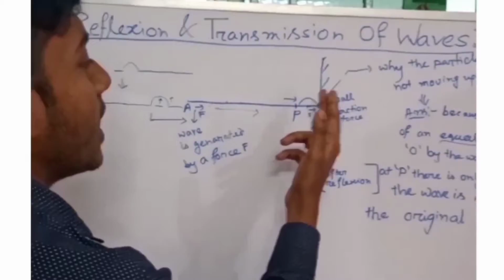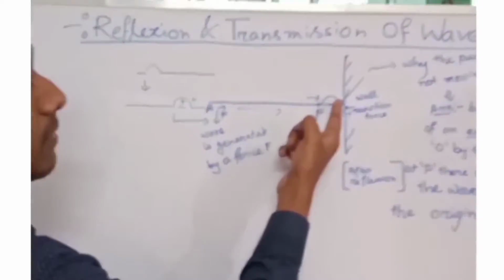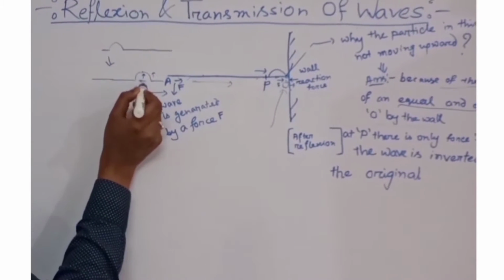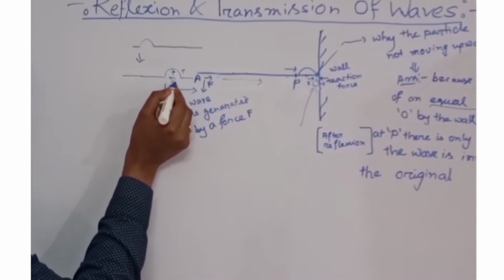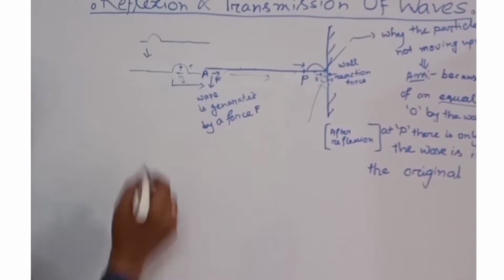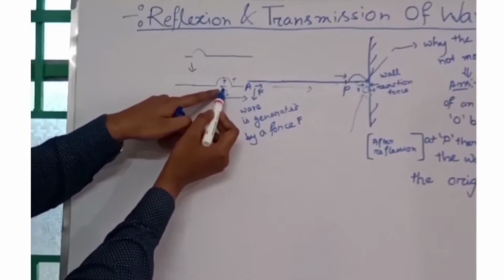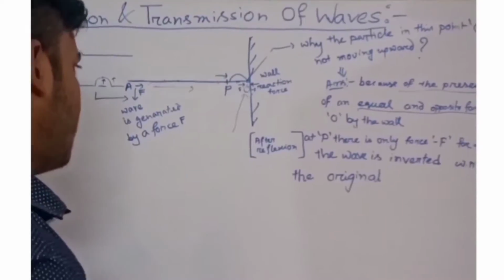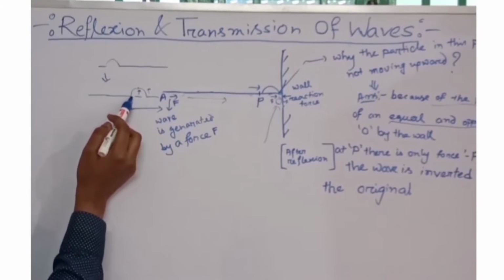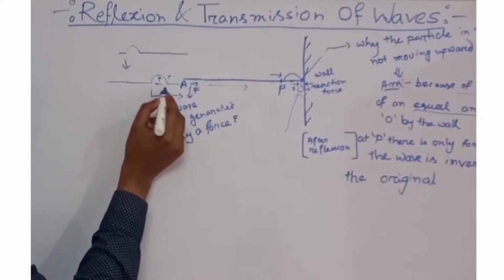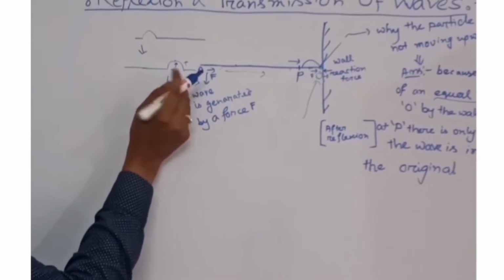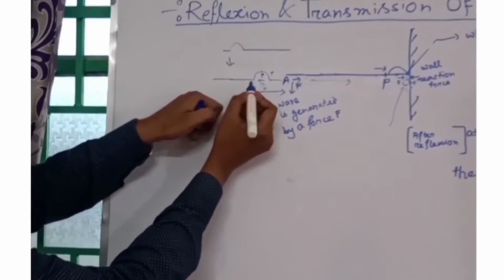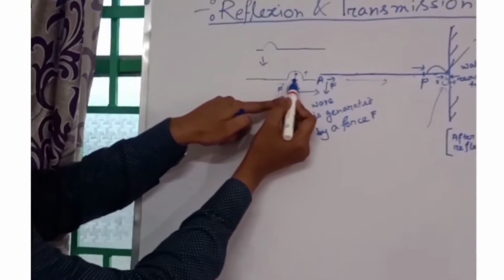Now consequently the wave reflects from the point O. When I was drawing this picture, the wave was at some point P, at some point Q, in this point, there is only a force in this direction, and that's why the particle is moving upward.